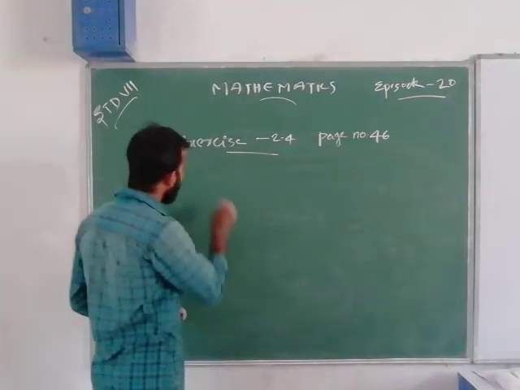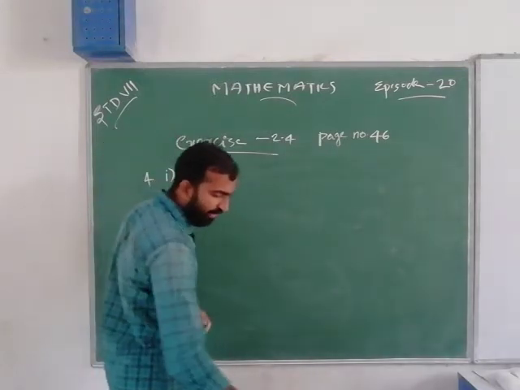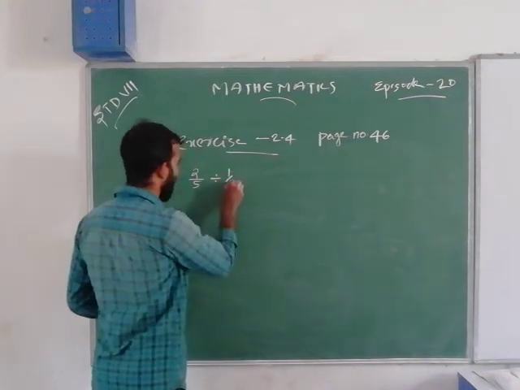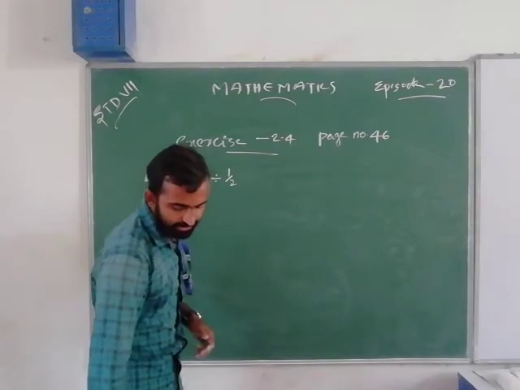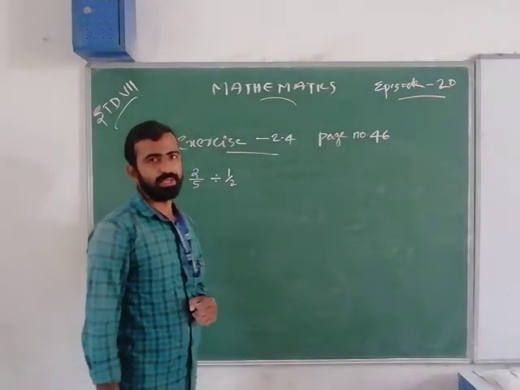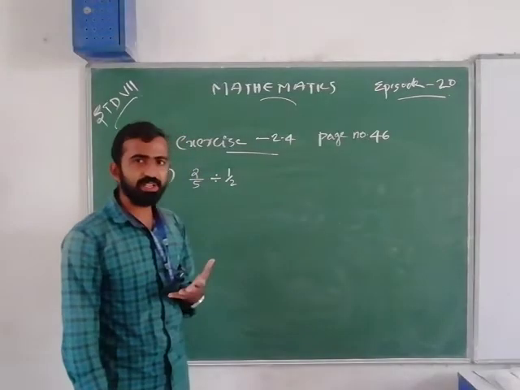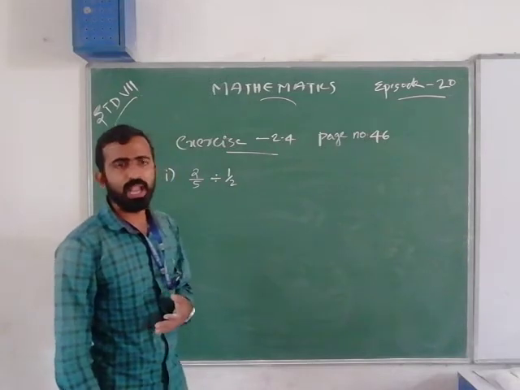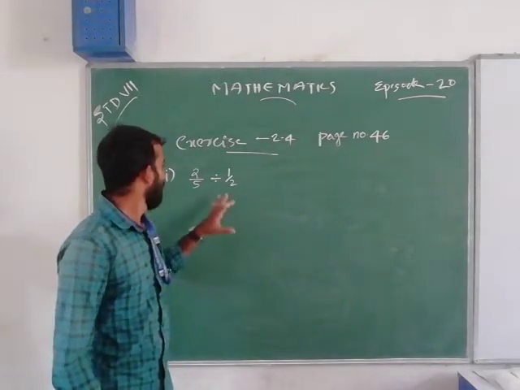Find 2 by 5 division 1 by 2. Is it? Yes, we want to find the answer. These are two fractions. That is, 2 by 5 is a fraction and 1 by 2 is also a fraction, is it? So, what is the answer?